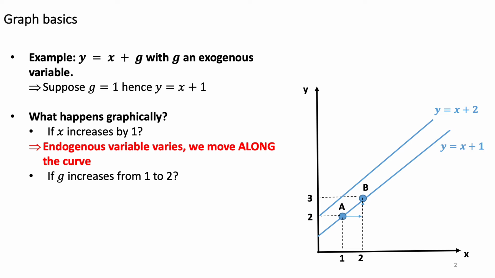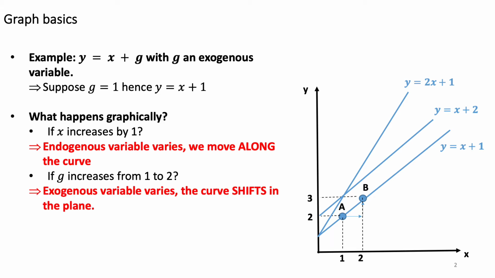Be careful. If the coefficient of the curve varies, the curve will pivot, meaning that it is the slope of the curve that will change. If the equation becomes y equals 2x plus 1, for instance, the slope changes and the curve pivots to become steeper.